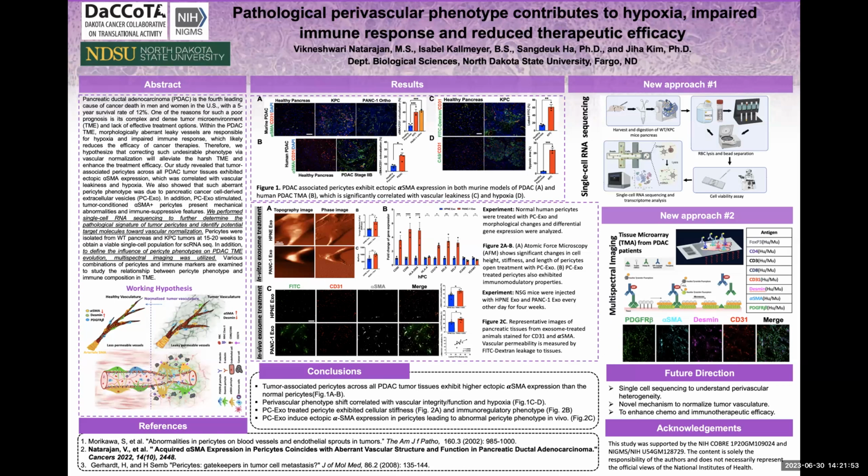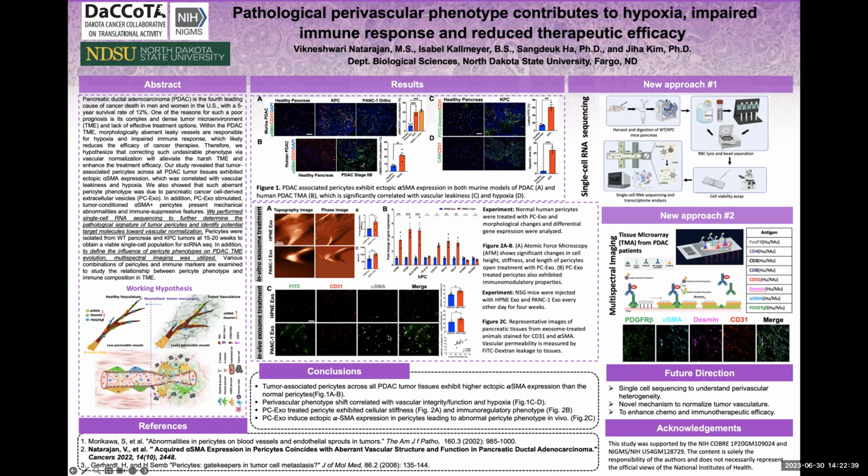So as an attempt to identify the causes for pericyte phenotype switching or transformation, we utilized an in vitro pericyte culture system. From this approach, we found that cancer cell-derived exosomes, which are small cell-secreted extracellular vesicles, and a lot of those exosomes are secreted by cancer cells, are capable of transforming normal pericytes into alpha SMA expressing pericytes. As you can see here, these are the normal pericytes, these are transformed pericytes.